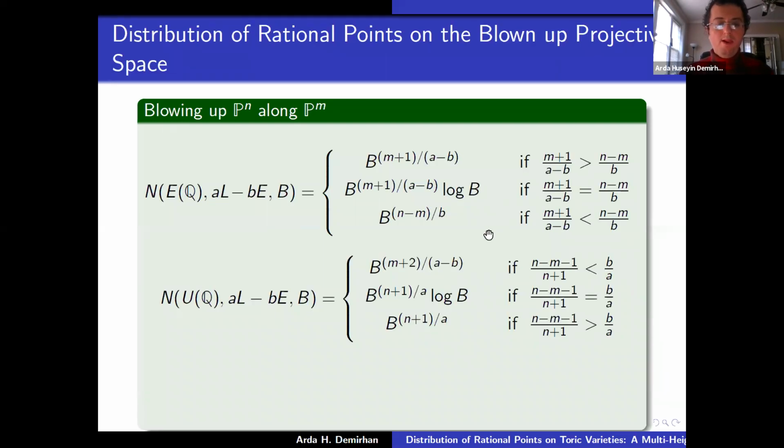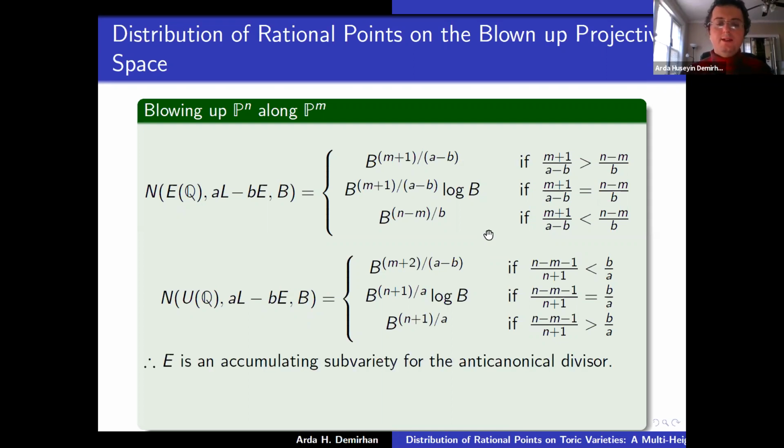So with respect to the height associated to the divisor aL minus bE, by the height machine, the number of rational points of E and U bounded by B are given by this kind of messy looking, piecewise defined expression. In short, the relation between a, b, m, and n changes the growth. And in fact, this is a well-known result, an exercise in Serre's book, I think Lectures on the Mordell-Weil Theorem, or also in Joseph Silverman's, one of the exercises in the last chapter.